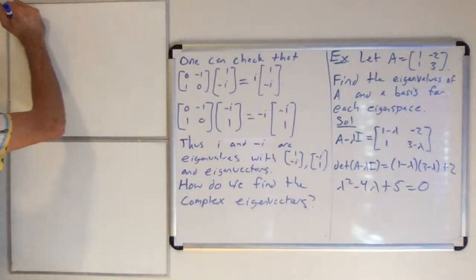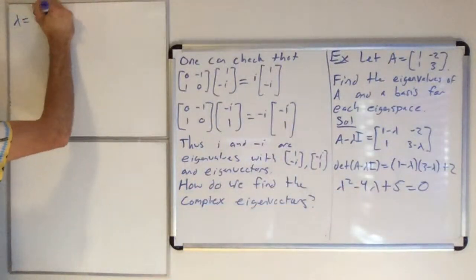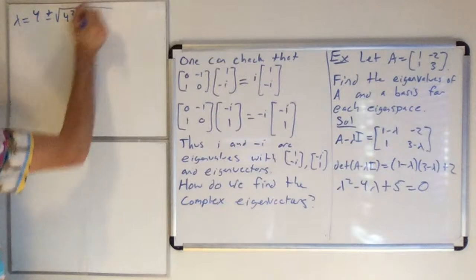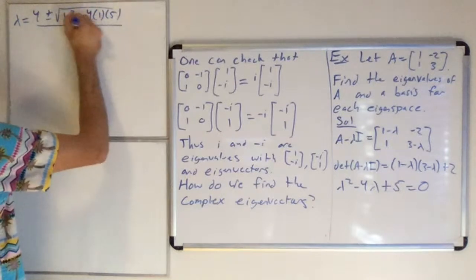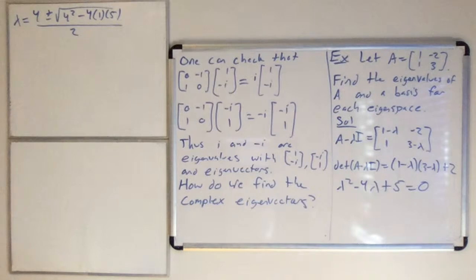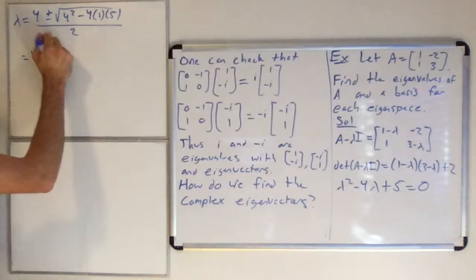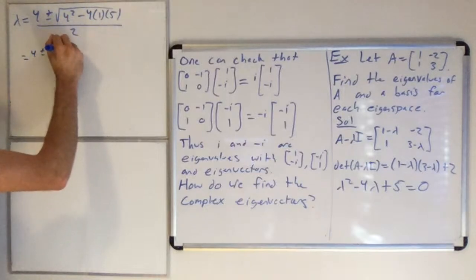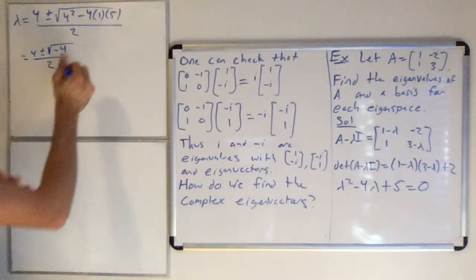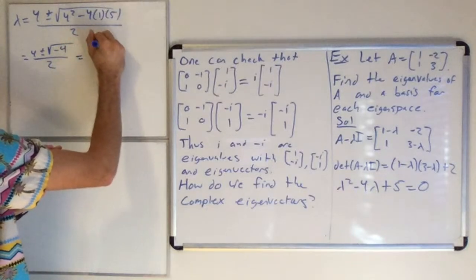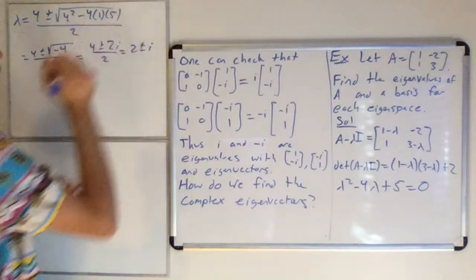All right, so that's saying lambda equals negative b, so 4, plus or minus the square root of 4 squared minus 4 times 1 times 5, all over 2. So this is 4 plus or minus the square root of 16 minus 20. So you get 4 plus or minus 2i over 2, which is equal to 2 plus or minus i.